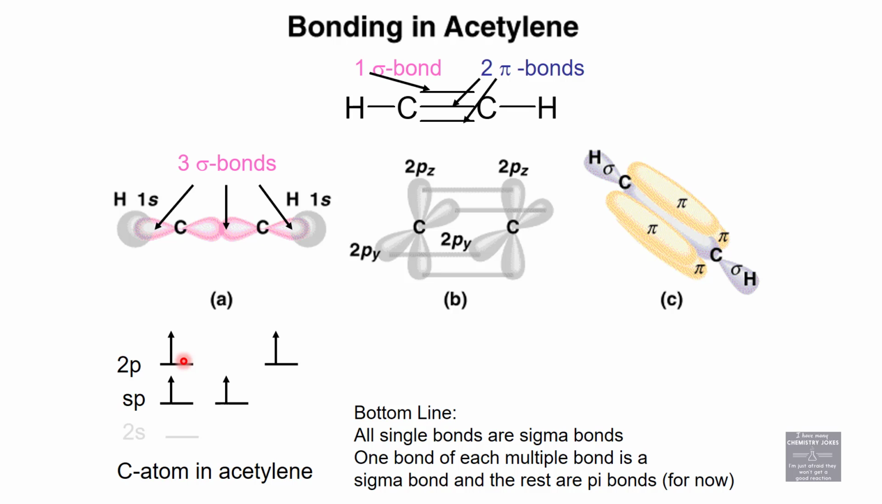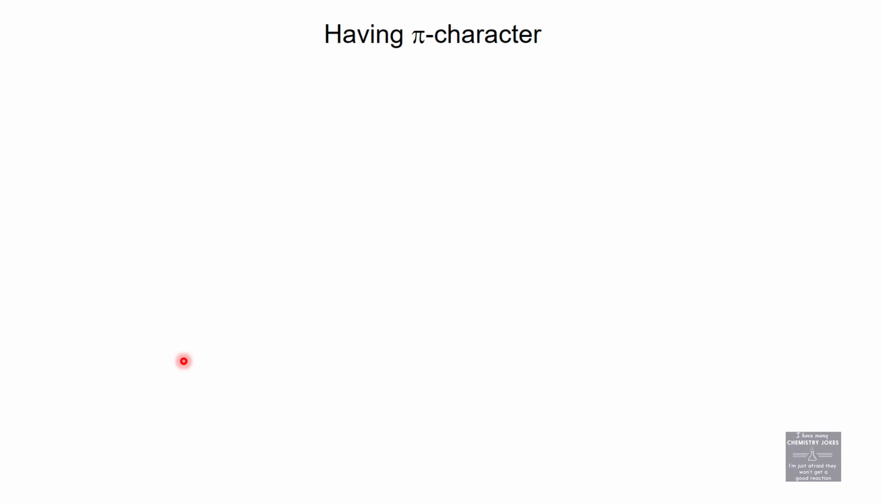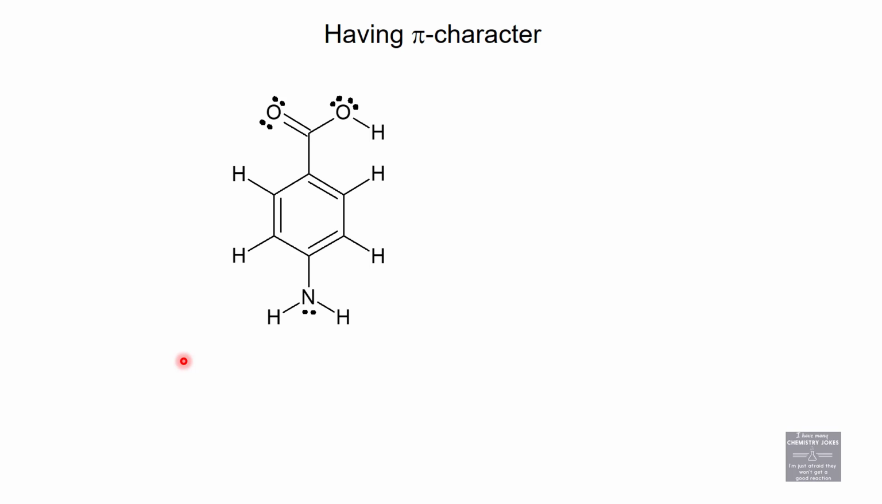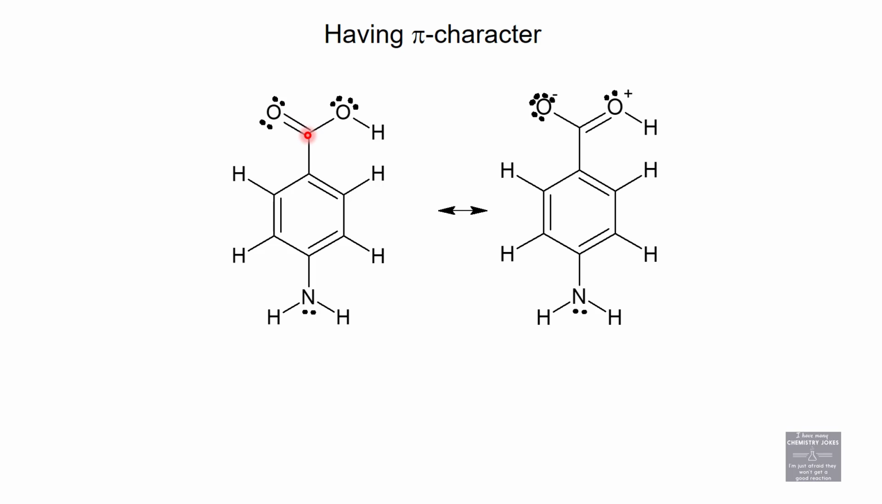I'm going to take you a little bit deeper for one hot second. You can talk about something having pi character. It doesn't have all the indicators of being a pi bond, but it has pi character. What? Here's a giant organic molecule. You can say this is a double bond oxygen, this is a single bond oxygen, or you can draw the resonance form where this is a double bond oxygen, this is a single bond oxygen. What difference does it make?